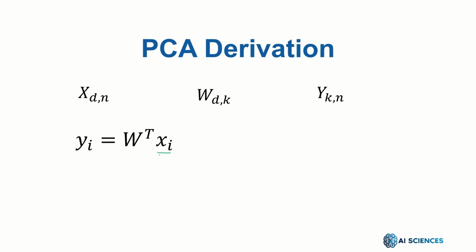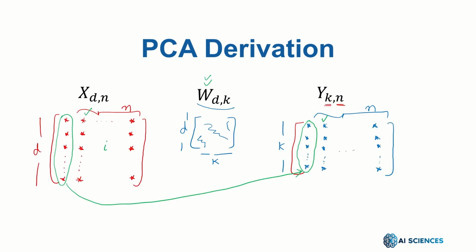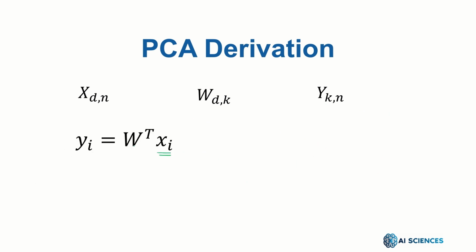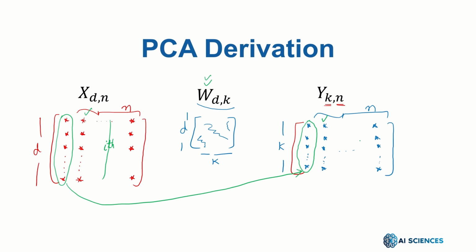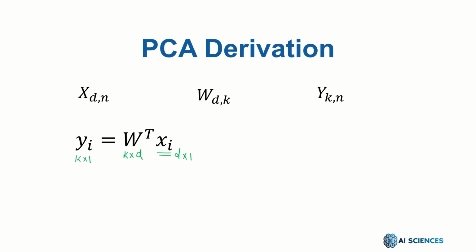This relationship can be seen using this. If xi is the ith column, then the ith column will be D by 1, and W is a D by K matrix. This T represents the transpose of the matrix, so the transpose makes this K by D. So the result Yi will then be a K by 1 vector, and this is the ith vector in Y. So that's the relationship: Yi is equal to W transpose Xi.